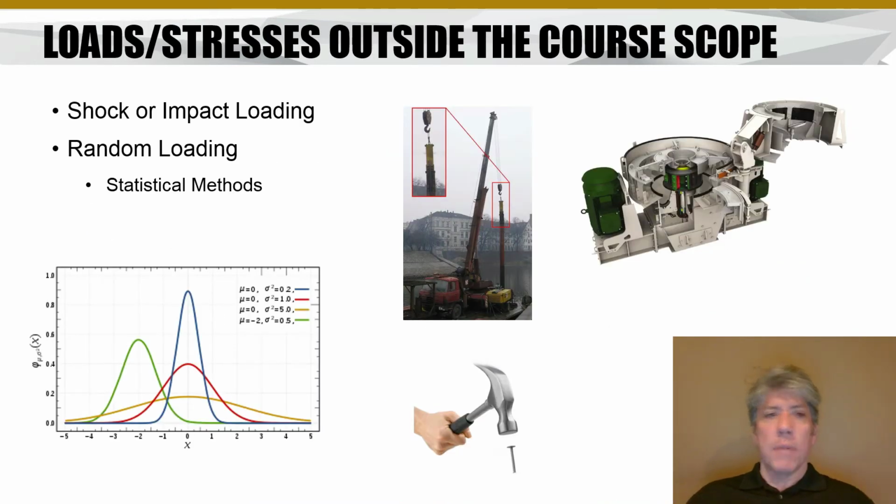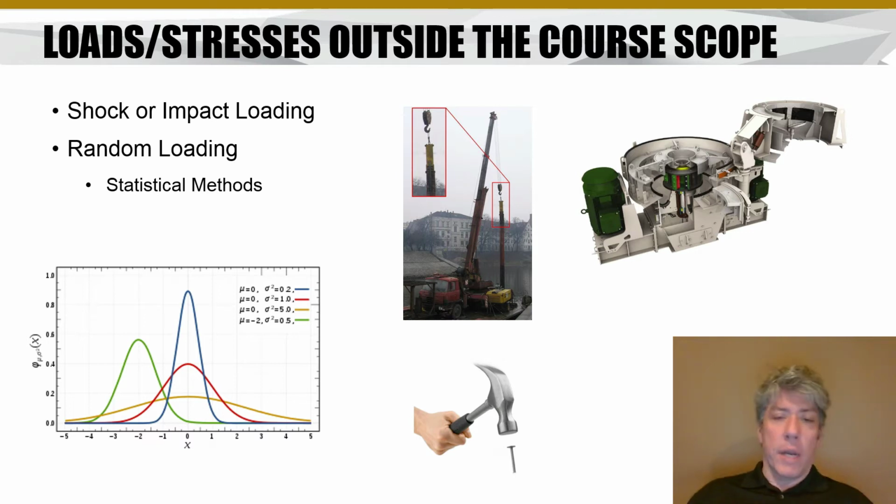There are some types of stresses or loads that are outside the scope of this course, and those are shock or impact loadings or random loads. For shock and impact, there are other methods that are used for analyzing to make sure there's no failure. Examples of this are pile drivers, where a weight is essentially dropped on top of a column to drive that column into the ground, which is basically the same thing you're doing with a hammer and nail. It's just a really big hammer and a really big nail, and you're nailing into ground instead of typically wood.